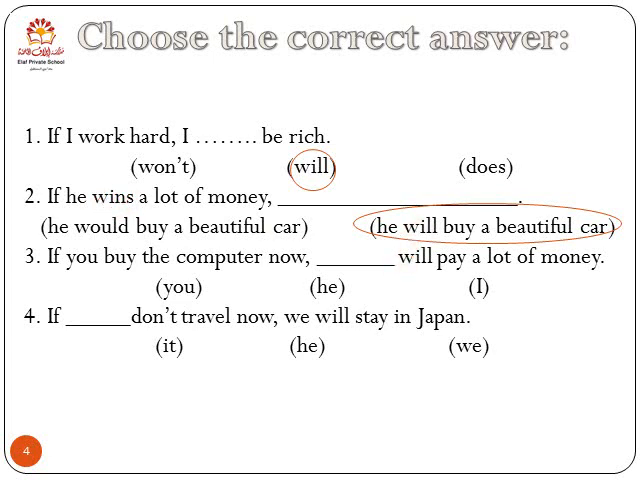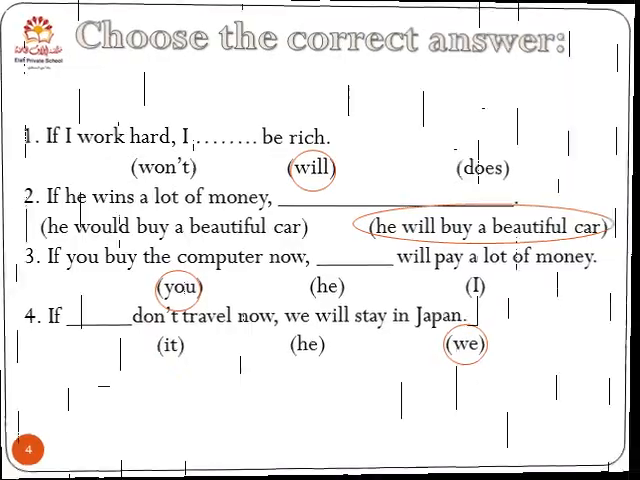Now, number 3, if you buy the computer now, excellent, you will pay a lot of money. Number 4, if we don't travel now, we will stay in Japan. I choose we because here I have don't, and we goes with don't. The pronoun we goes with don't, not doesn't.